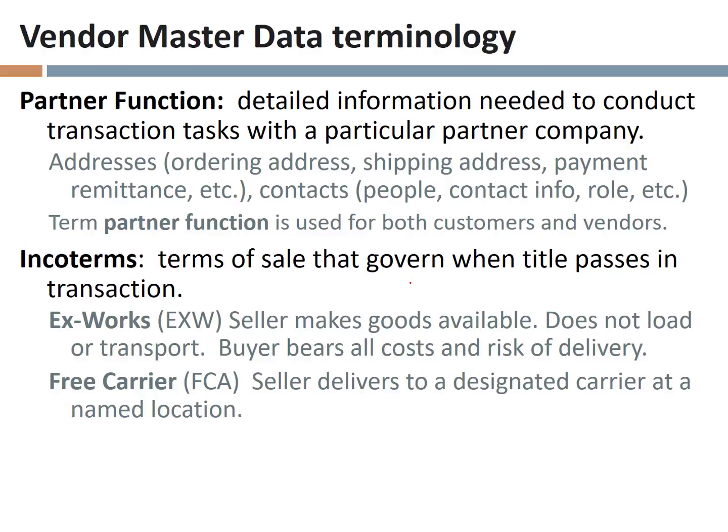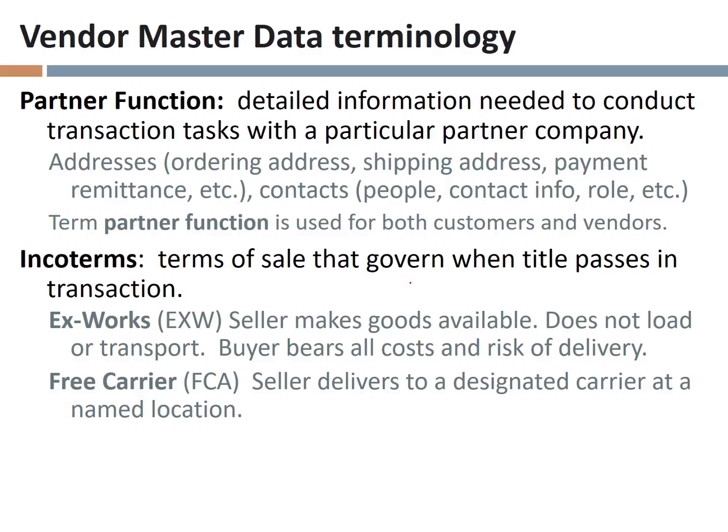Free Carrier, FCA. In this scenario, the seller delivers to a designated carrier at a named location. So we might say, for example, we will buy this for you, Free Carrier. We would like for you to take it to the port of Charleston and deliver it to this particular shipping company, and they're going to load it on a ship and bring it to us, let's say in Miami, for example. I don't know that using a ship for that makes a lot of sense, but we'll just assume it does for my example here.